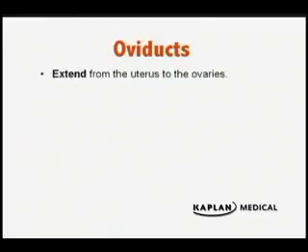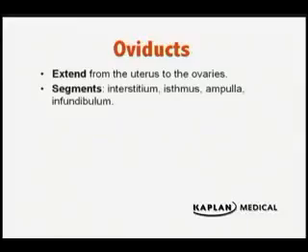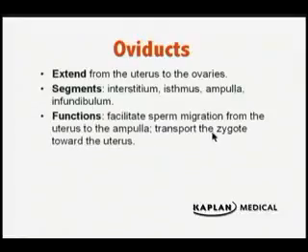The oviducts extend from the uterus to the ovaries. There are four segments of the oviduct: the interstitium, which is from the uterine cavity through the cornual area of the uterus, the isthmus, which is the proximal tube, the ampulla, which is the mid to distal, and the very distal area is the infundibulum.